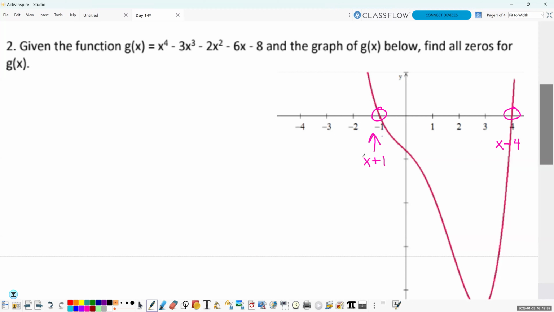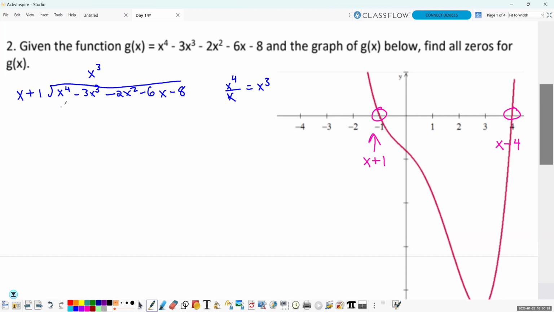I'm going to divide out x plus 1, and I'm going to use long division. I'll use box division in the next problem. So we've got x plus 1 dividing x to the 4th minus 3x cubed minus 2x squared minus 6x minus 8. And the first thing I'm going to do is have a division thought. I'm going to think x to the 4th divided by x is x to the 3rd.